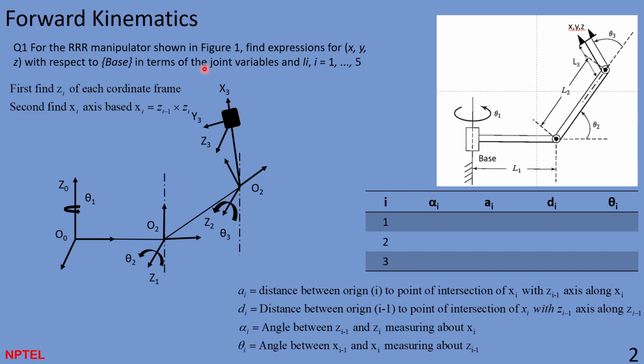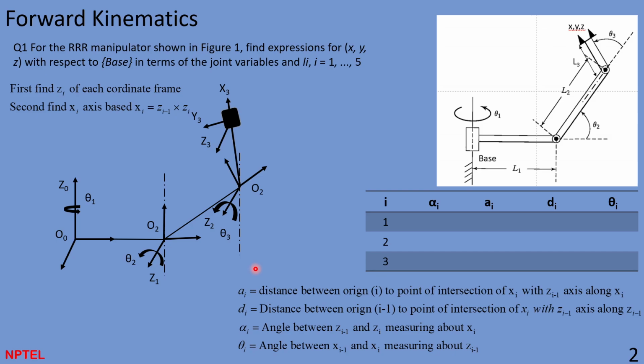So you see a triple R manipulator is given to you. There are three links, and all three links are rotary links. This is one of the questions which I took from the Craig book. In order to solve this type of forward kinematics problem, we need to know the DH parameters: alpha i, a i, d i and theta i, and these are the definitions of how to get those.